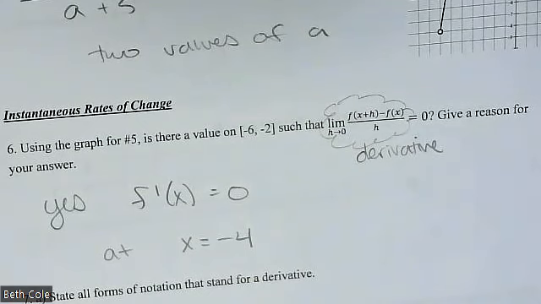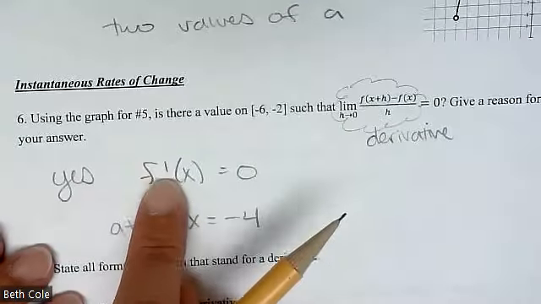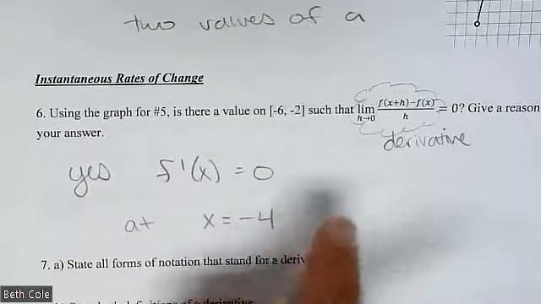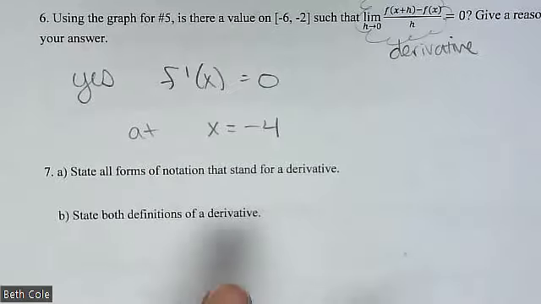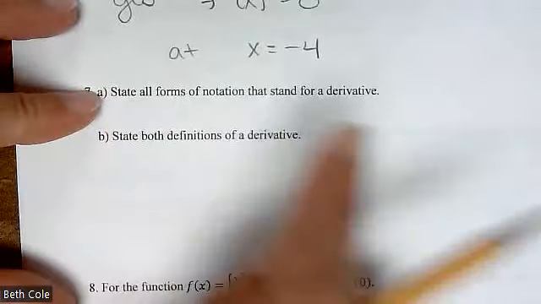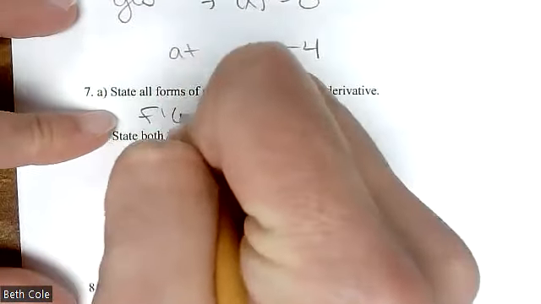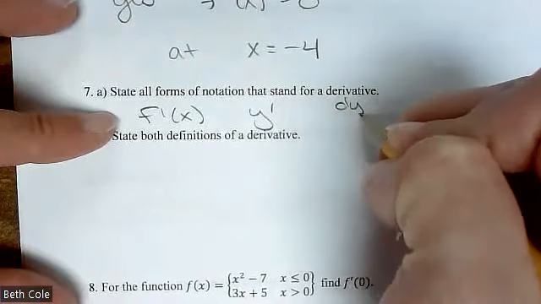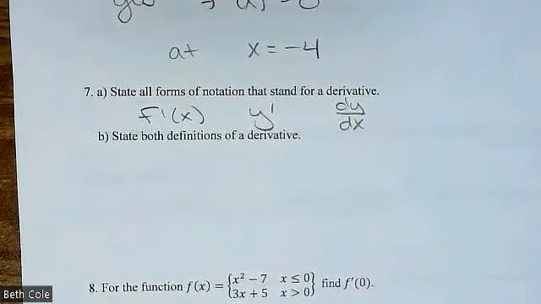We put the -4, but we just didn't get the notation. Right, okay. Well, instead of writing this, you could write the word derivative. You could say the derivative is 0 at x equals -4. Now, I threw these on here. There isn't a question on the test that directly aligns with this, but you have to know all your notation, so I threw it on here. Notation that stands for a derivative: f prime of x, or y prime, and then the other one is dy/dx. Those are all things that mean derivative.